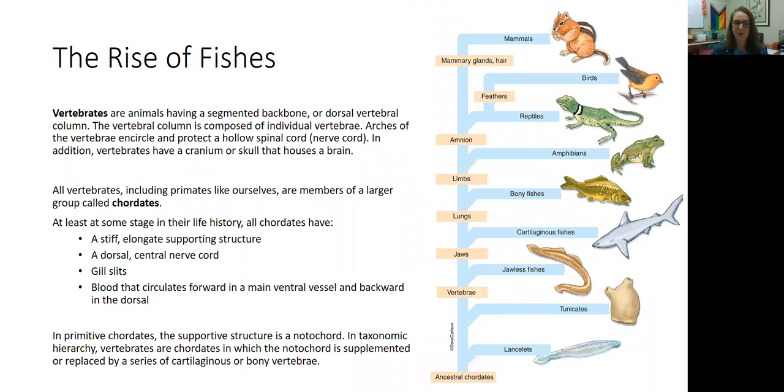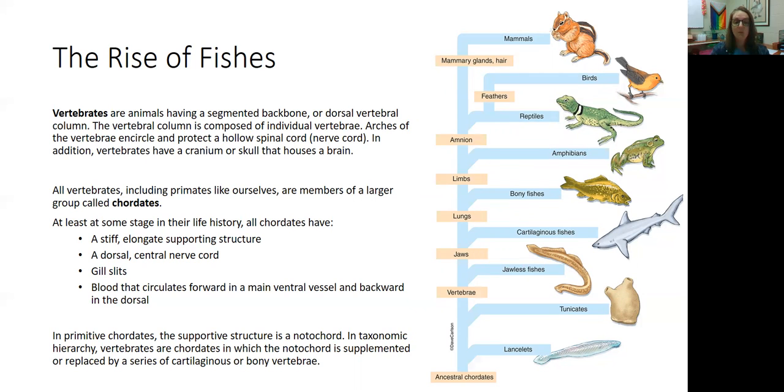Vertebrates, which we've already talked about, evolved during the Cambrian. Again, they had a segmented backbone or a dorsal vertebral column, a nerve cord. And in addition, vertebrates have a cranium or a skull that houses the brain, right? So we've got a skull with a brain inside of it and a spinal column with a nerve cord that connects our brain to the rest of our body, right? Those are vertebrates. All vertebrates, including primates like ourselves, are also members of the chordates. And notice that fish are also in this part of the phylogenetic tree, right?